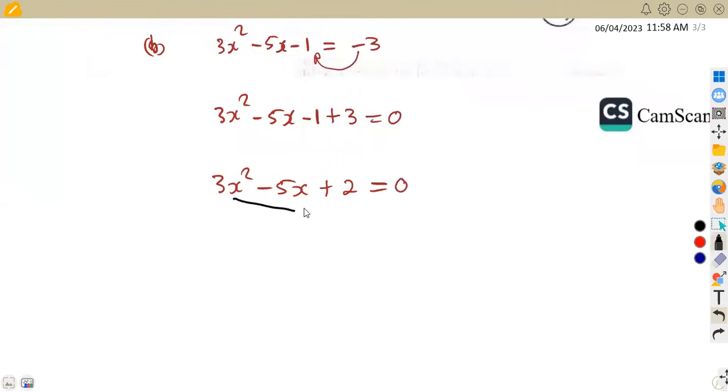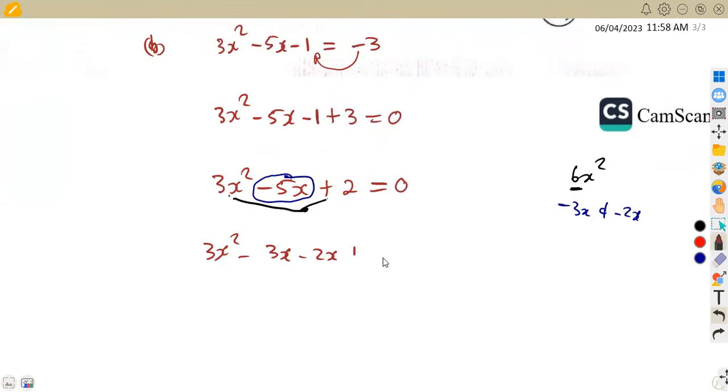Multiply the first term by the last term, 3 by 2, that will be 6x squared. Do we have factors of 6x squared which, if you add them, give you the middle term, minus 5x? That is -3x and -2x, yes, these two numbers. So you can substitute this into the middle term of -5x. That will be 3x squared minus 3x minus 2x plus 2, which is equal to 0. You can divide this into 2 by grouping, and factor out what is common. 3x is common.